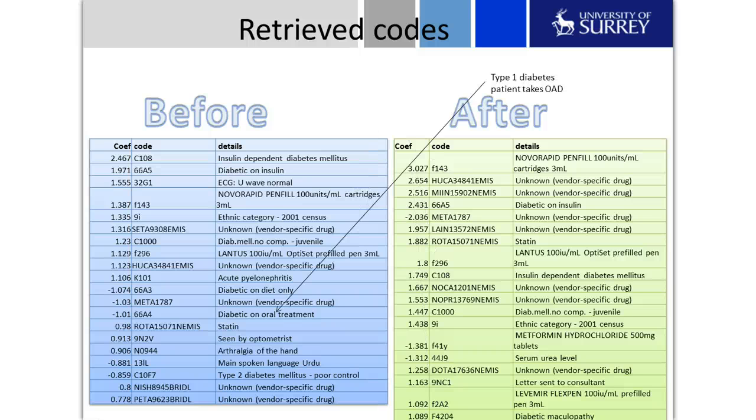We have a diabetic on oral treatment. Again, that coefficient is negative, so it implies that if a patient takes diabetic drugs on oral treatment, he is likely to be a type 2 diabetes patient, because this is oral anti-diabetic drugs. So that's type 2, and the coefficient is negative.